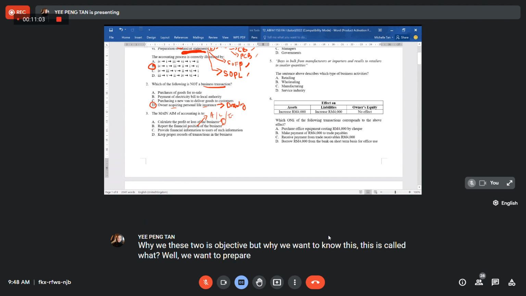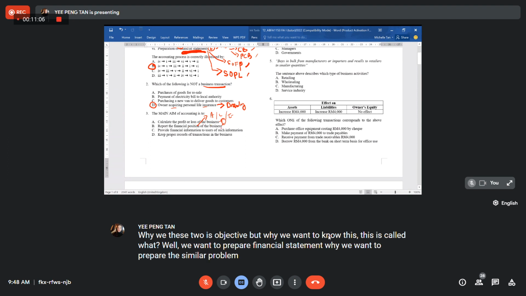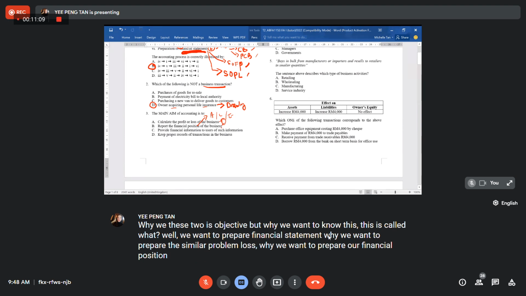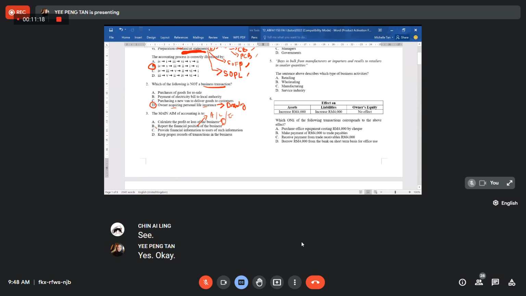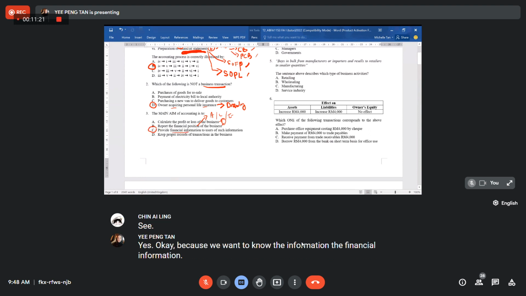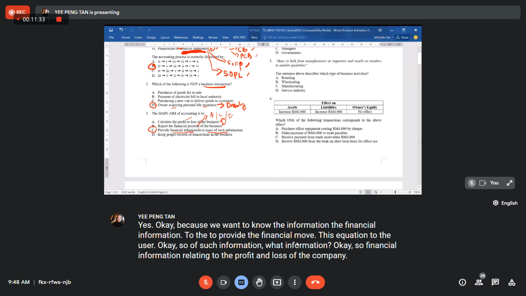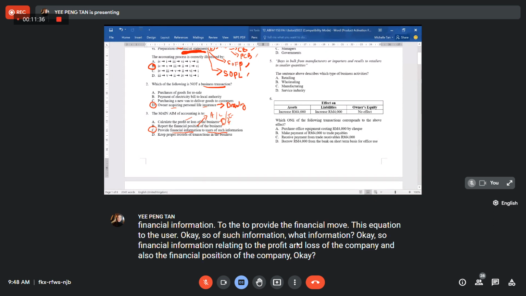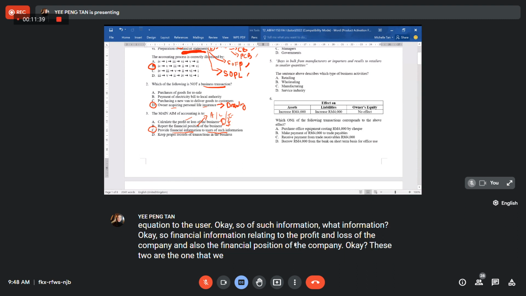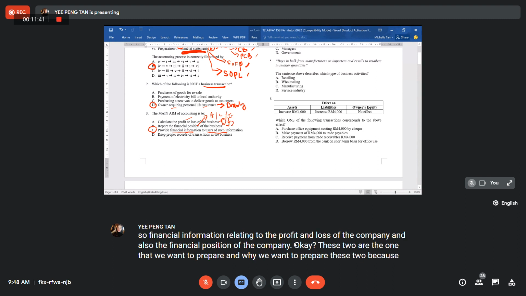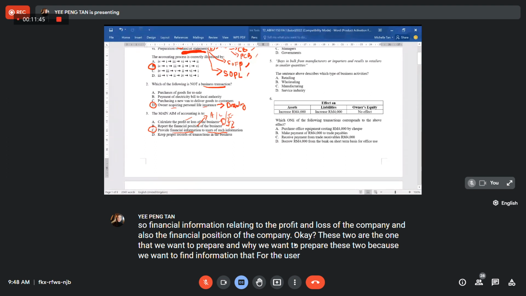Why do we want to prepare financial statements? Why do we want to prepare the statement of profit and loss? Why do we want to prepare the statement of financial position? C. Yes, okay, because we want to provide the financial information to the user. Okay, so what information? Financial information relating to the profit and loss of the company and also the financial position of the company. These two are the ones we want to prepare. And why do we prepare these two? Because we want to provide the information for the user to make decisions.